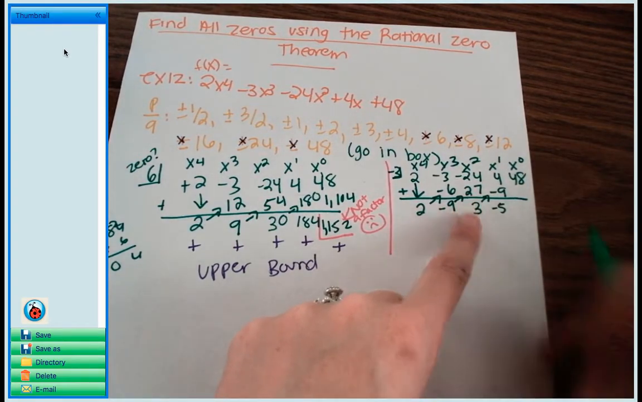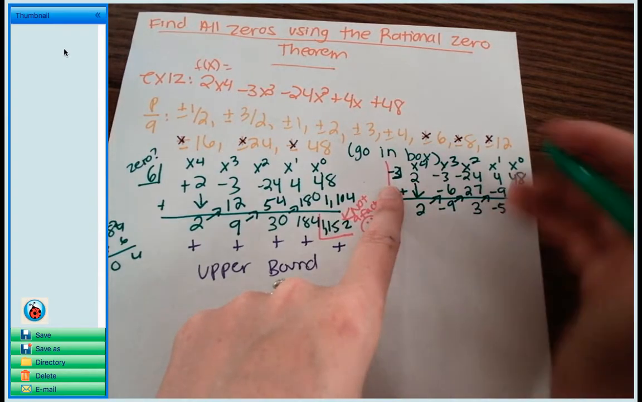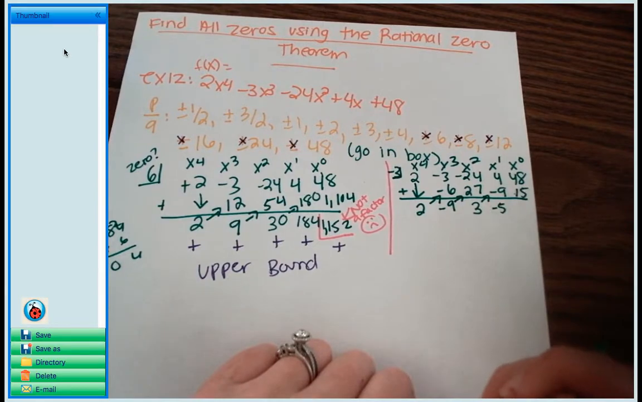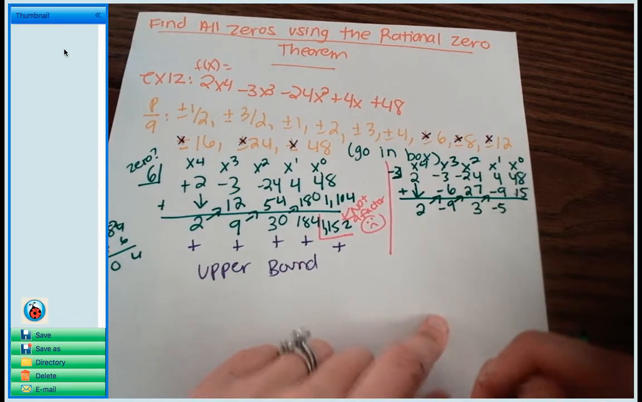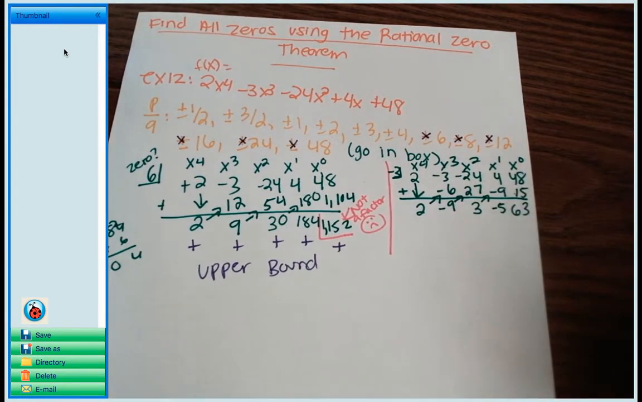All right, let's see what happens. My goal is to get 0. Let's see if we can get 0. Negative 5 times negative 3 is positive 15. Let's see, 48 plus 15. That will give me 63. Oh no. Let's look at our remainder.